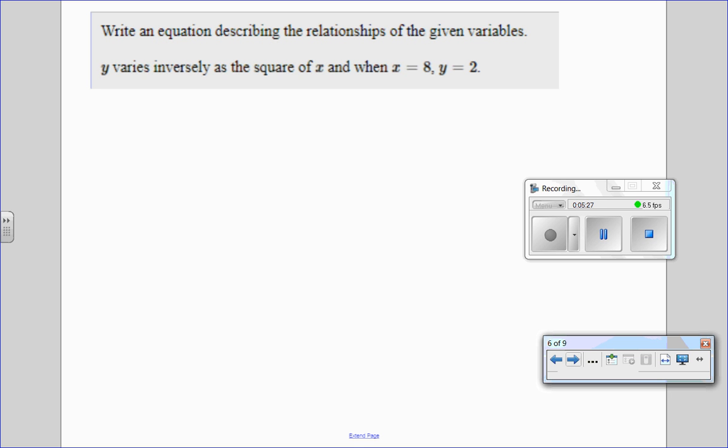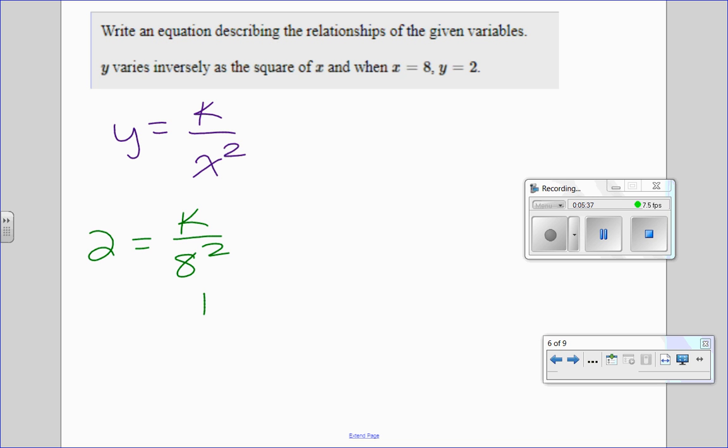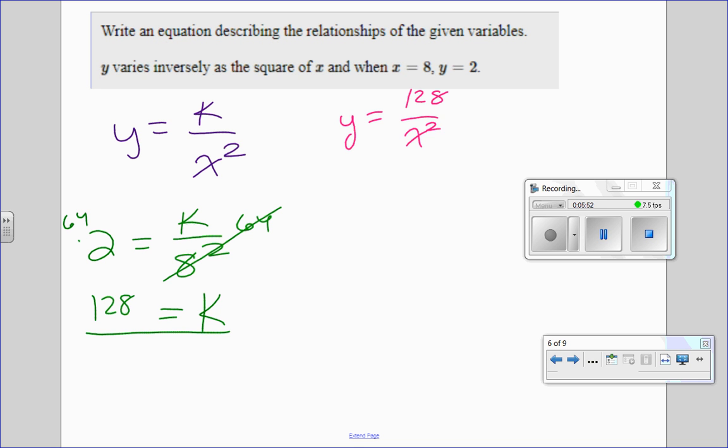It's the pink step. Let's do the blue step. Y varies inversely as the square of x. Y equals 2 when x equals 8. And then I would multiply both sides by 64 to solve this one. 64 times 2 is 128. That completes your green step. And then the pink step goes in the box. So what goes in the box? 128 over x squared.